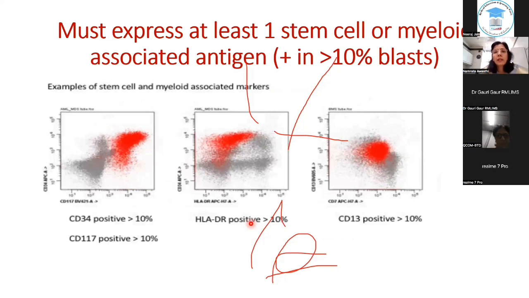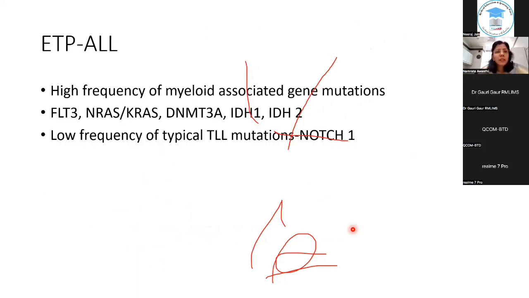And they must express at least one stem cell or myeloid associated antigen, and this expression should be in more than 10% of the blasts. So in this example, CD34 and CD117 are positive in more than 10% of cells. In this, HLA-DR is positive and in this CD13 is positive. So these are the criteria for assigning an ETP-ALL phenotype to a blast population. ETP-ALL has a high frequency of myeloid-associated gene mutations like FLT3, RAS, KRAS, DNMT3A, IDH1 and 2, and a low frequency of typical T-LL mutations like NOTCH1.